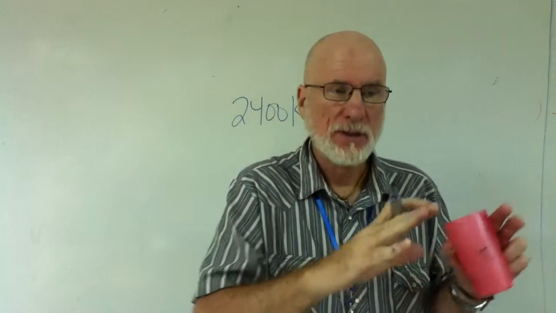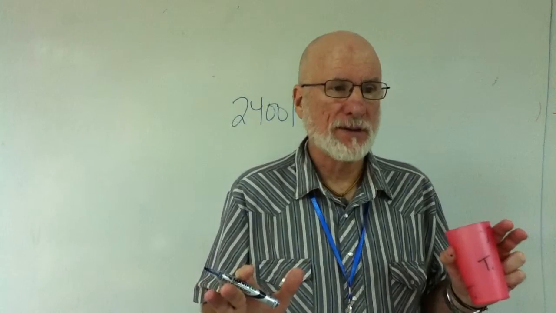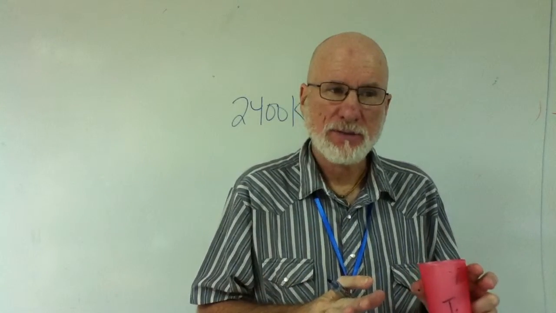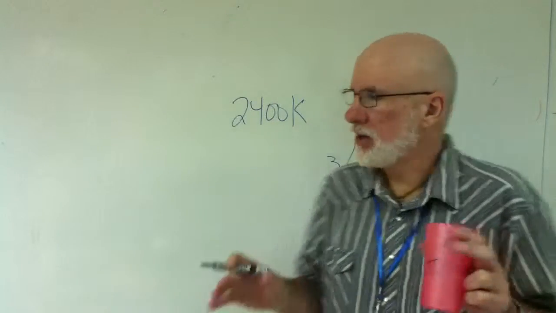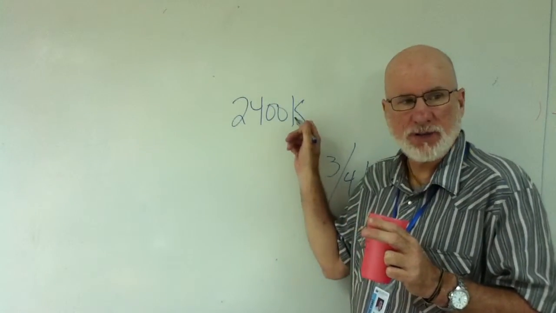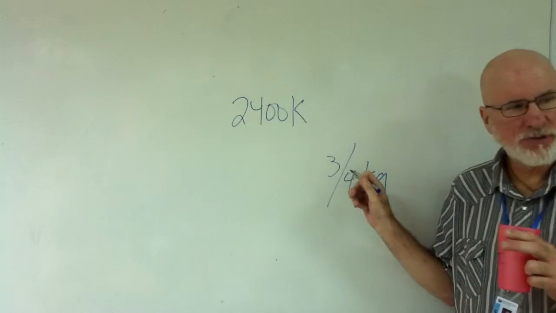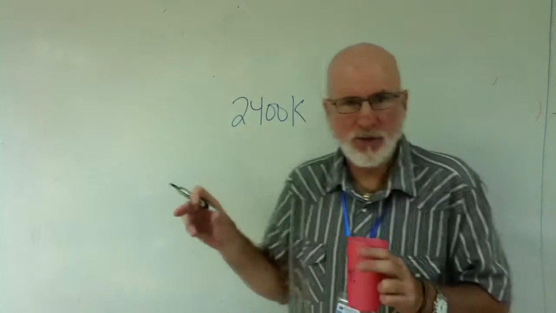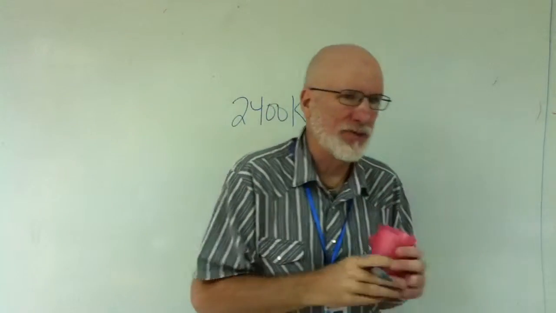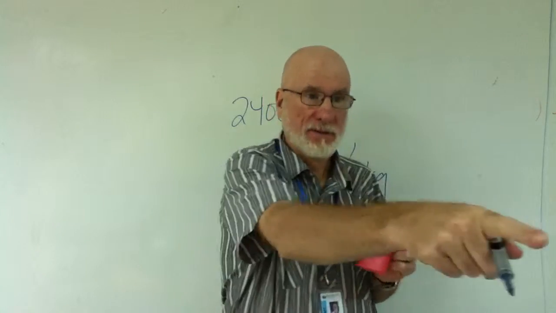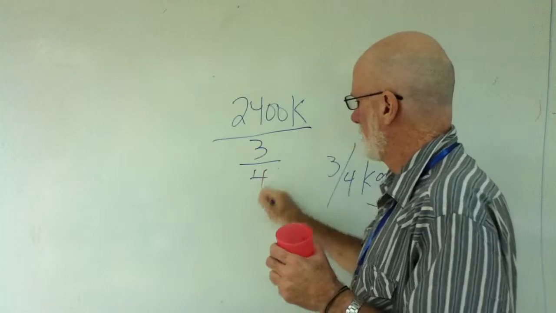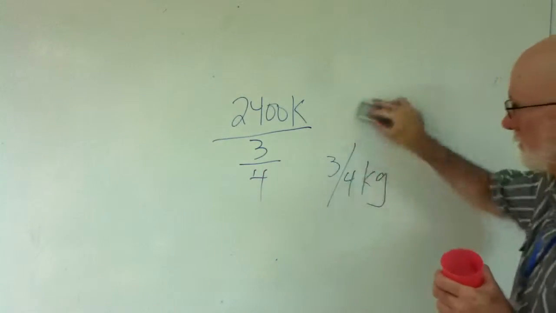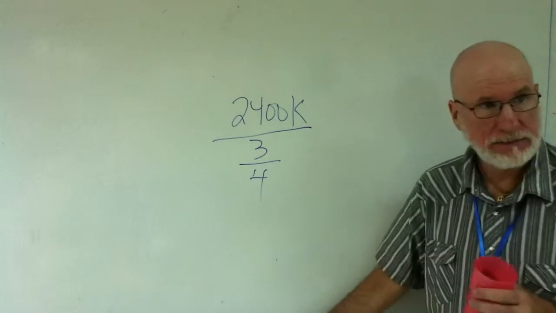You're absolutely correct, but that's not what I asked you. How do I set up the problem before I even start to calculate? Is it going to be 2,400 times 3/4 or 2,400 divided by 3/4? Divided by. Is that correct? Does that make sense? Yes.